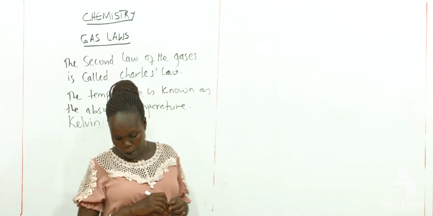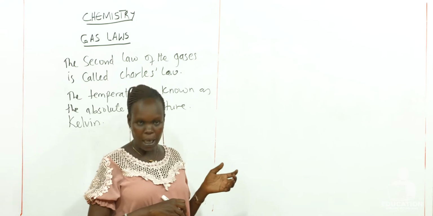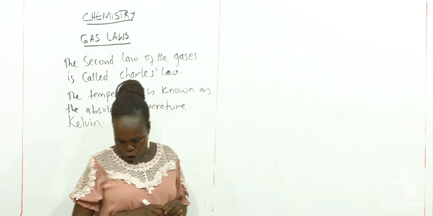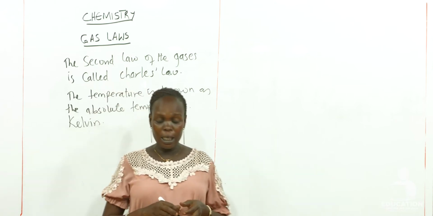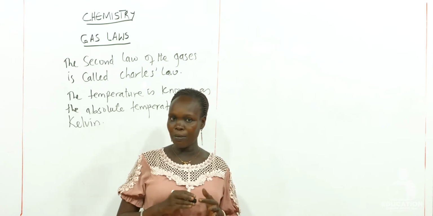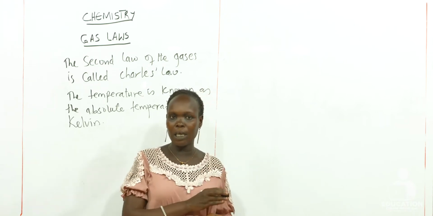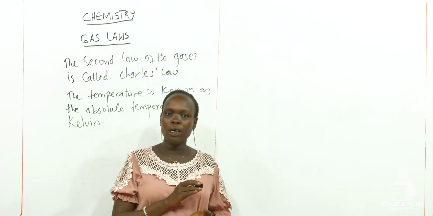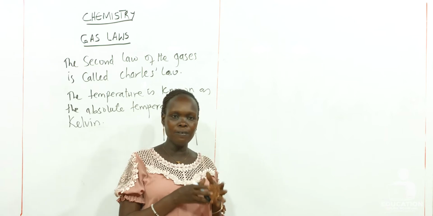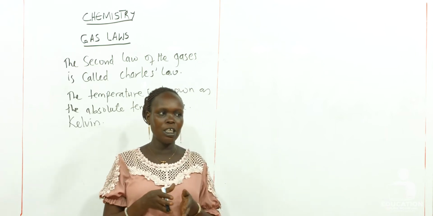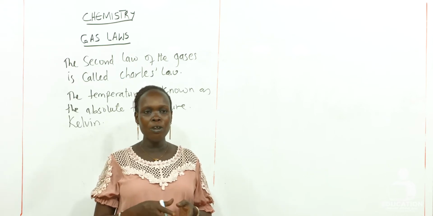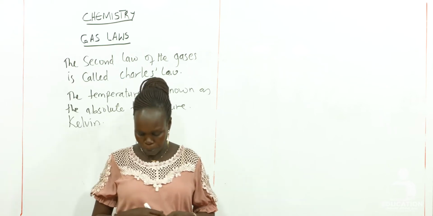So at absolute temperature, we are going to measure the temperature, which is going to change with the volume. As we have said before, the pressure we kept constant, and the temperature and the volume are the ones that change. So if there is change in the temperature, there is also change in the volume.